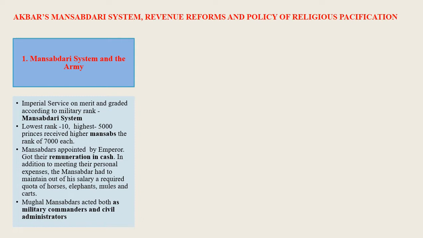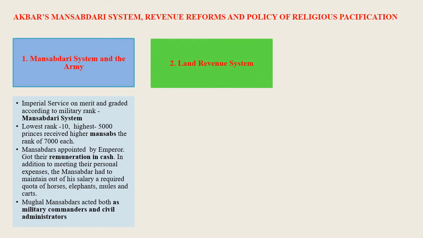In addition to meeting their personal expenses, the mansabdar had to maintain out of his salary a required quota of horses, elephants, mules, and carts. The Mughal mansabdars acted both as military commanders and civil administrators. Mansabdar status was not hereditary.